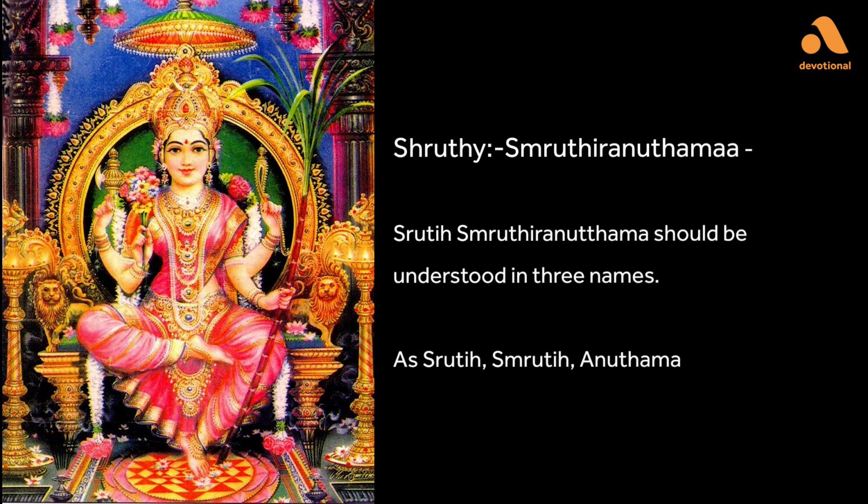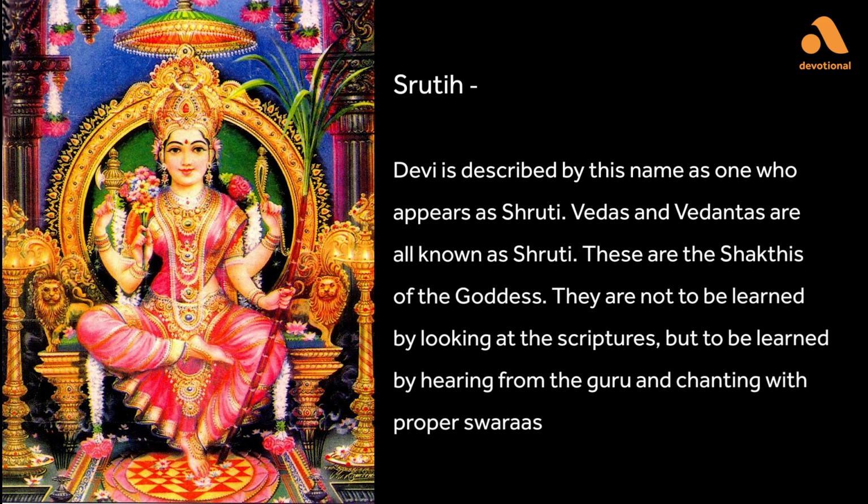Shruti Smriti Anuttama should be understood as three names: Shruti, Smriti and Anuttama. Shruti. Devi is described by this name as one who appears as Shruti. Vedas and Vedantas are all known as Shruti. These are the Shaktis of the goddess. They are not to be learned by looking at the scriptures, but by hearing from the Guru and chanting with proper swaras.